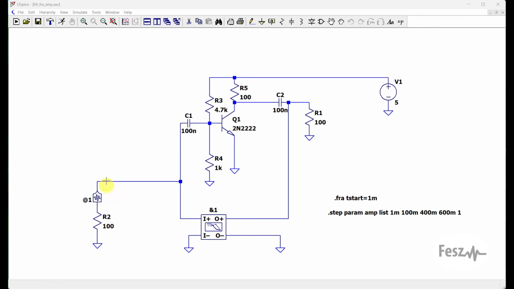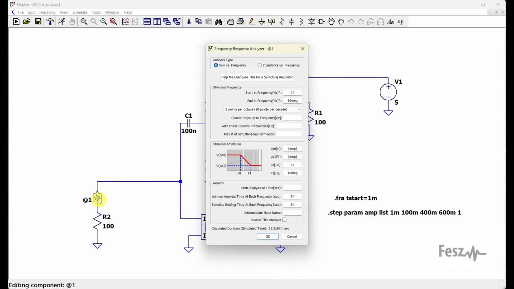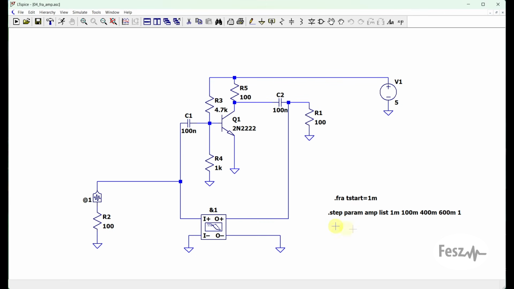First, I have a basic amplifier where the signal source is a 100 ohm resistor in series with the FRA block, and the output is again a 100 ohm load. Our FRA probe measures the ratio of input to output, so the gain. Now, we could have done this in an AC simulation, but what makes this special is that the FRA block has the amplitude set as a parameter, this amp, which I am stepping using the .step statement. So the point of the simulation is not just to observe the gain of the circuit, but also the effect that the variable signal amplitude has on this gain.